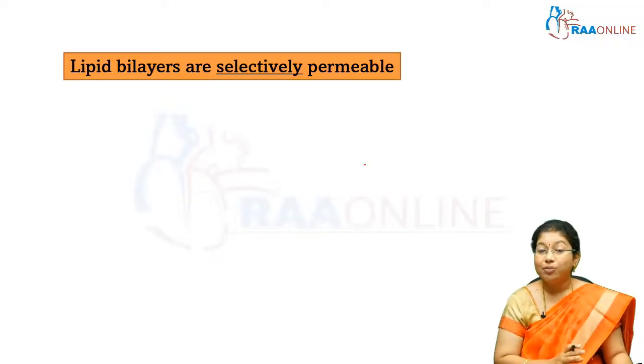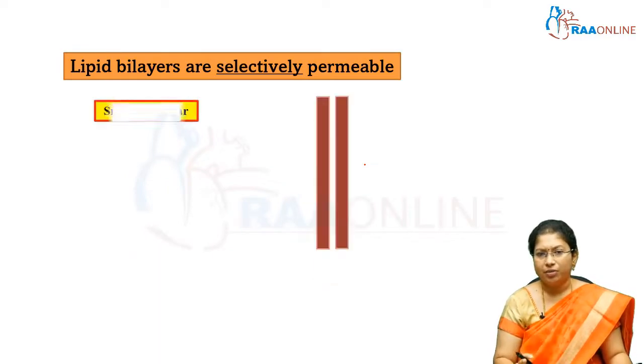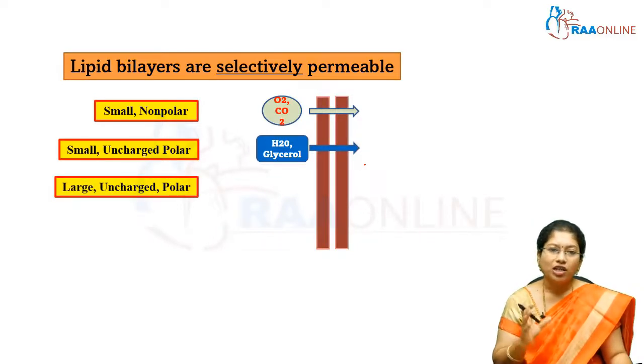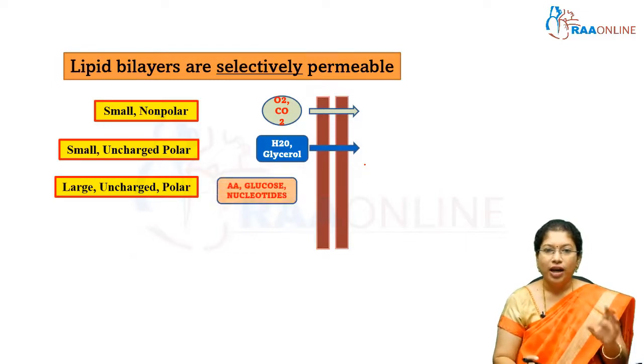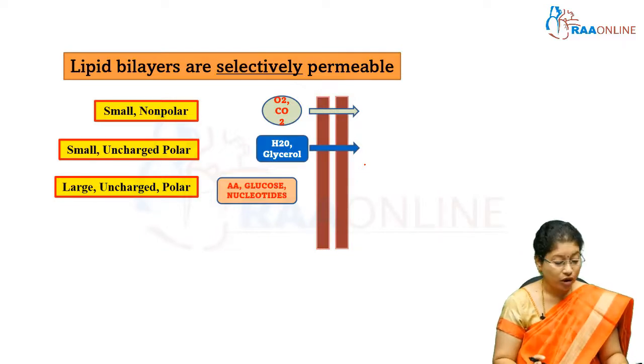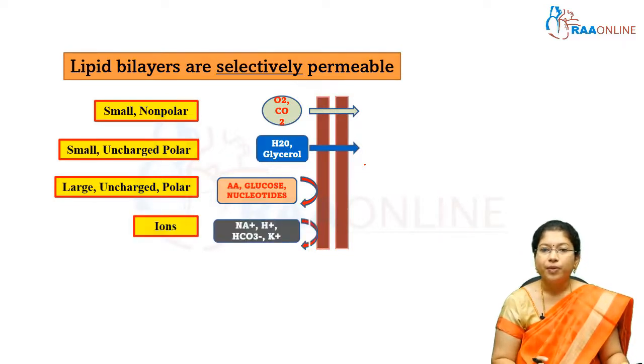This I've already explained in the membrane class. Lipid bilayers are selectively permeable. This is what is happening. Small non-polar groups are easily diffusible, whereas small uncharged polar groups undergo diffusion but at a slower rate. With the help of a channel, they can pass in a very fast manner. Whereas large uncharged polar groups like amino acids, glucose, nucleotides will not pass through the membrane, and also the ions. They are impermeable to the membrane.